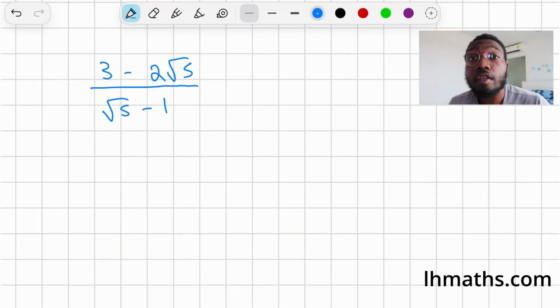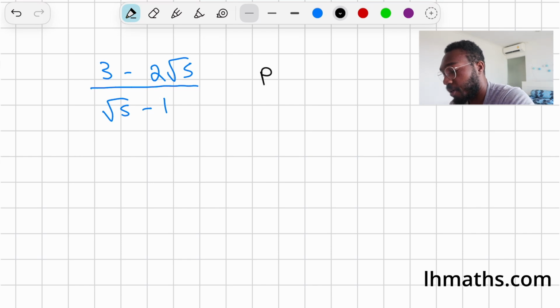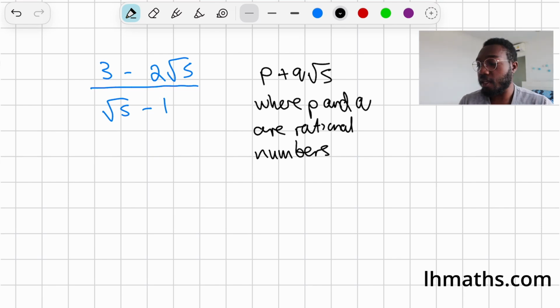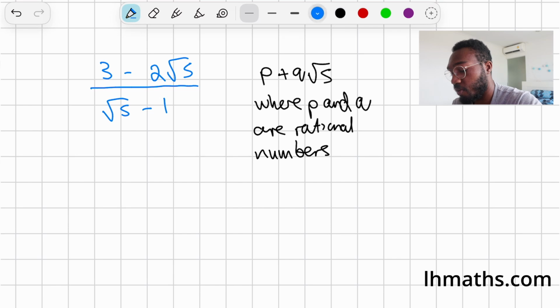Okay. So for our last question here, we have an exam style question. We have 3 minus 2 root 5 over root 5 minus 1. And we want to give an answer in this form here. We want to give an answer in the form of p plus q root 5, where p and q, they are both rational numbers. Okay. So how do we go about doing a question like this? We just treat it the exact same we've been doing for all the other questions. Okay, no different. It may look a bit different, but we treat it the same.